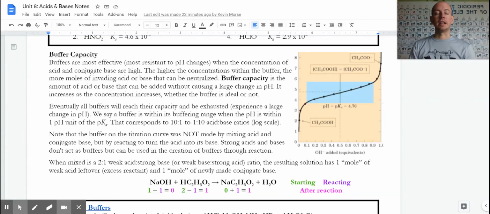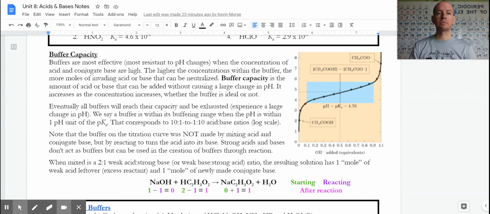So we define a buffer as a solution of weak acid with conjugate base, or weak base with conjugate acid, that can neutralize invading acid or base to keep the pH fairly steady. Understanding the pKa relative to the pH and the Henderson-Hasselbalch equation allowed us to connect to the idea of an ideal buffer, an equal amount of the acid and conjugate base, but also when we may want to make a buffer that has slightly more acid or base.